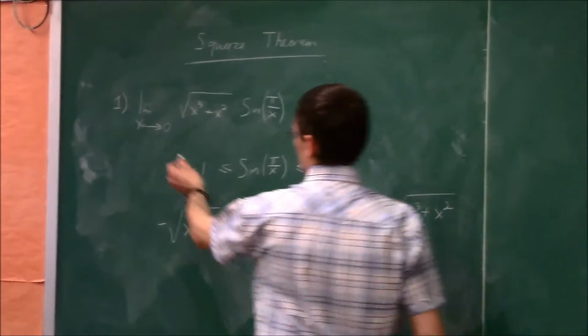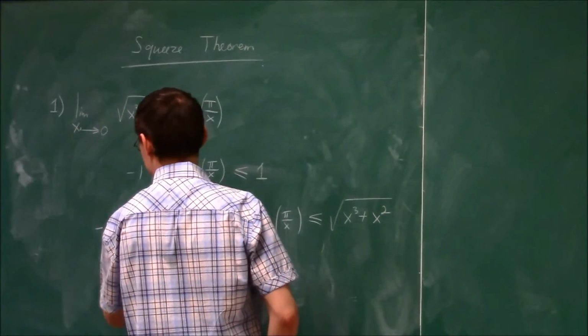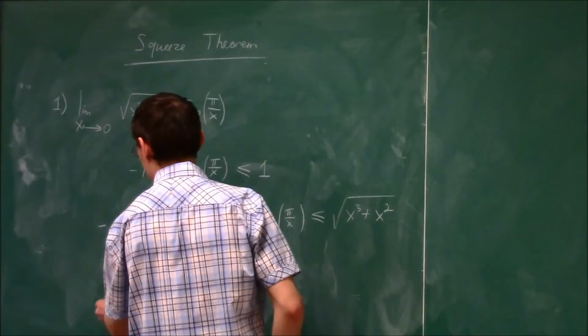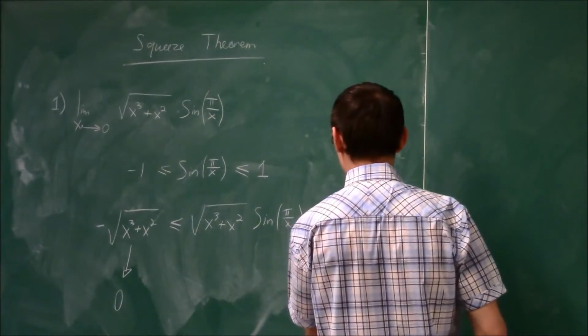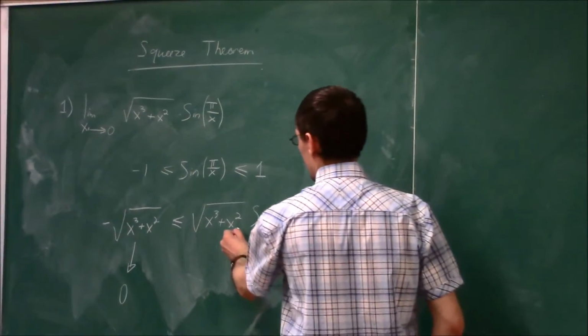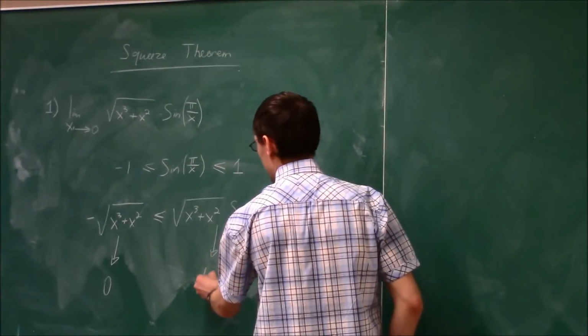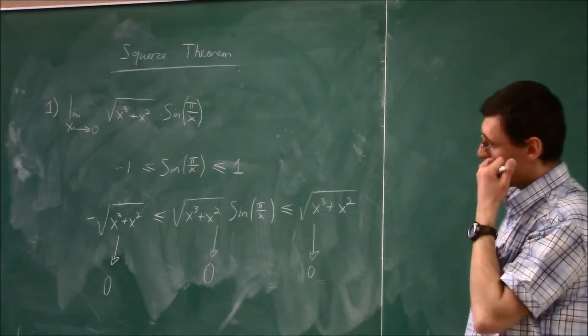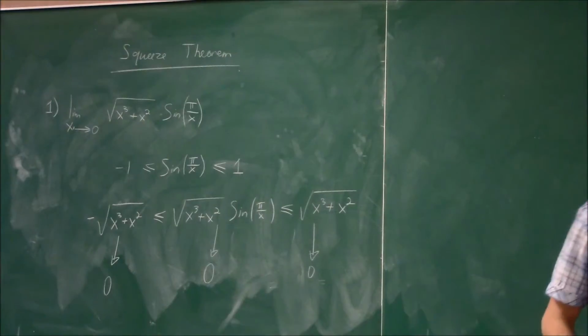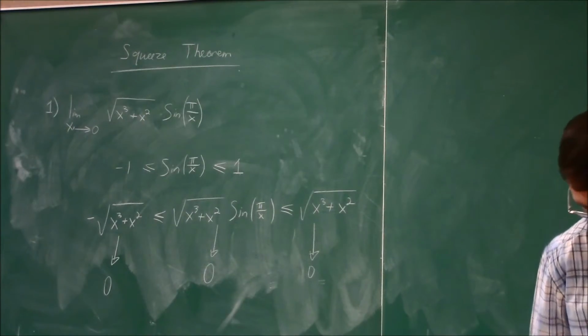Now as x is going to 0, this guy goes to 0. This guy also goes to 0. So that means that the middle guy is forced nowhere else but to 0. Let's consider a few more squeeze examples.